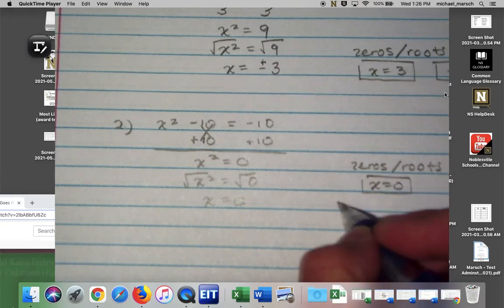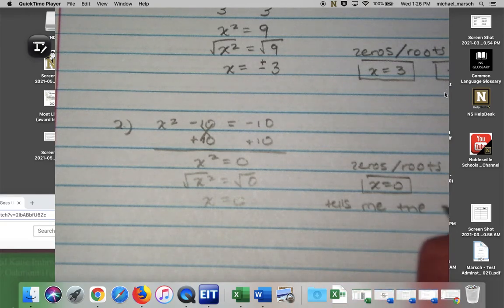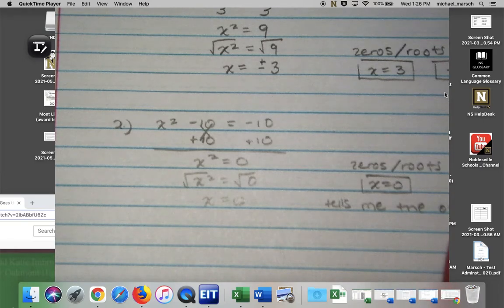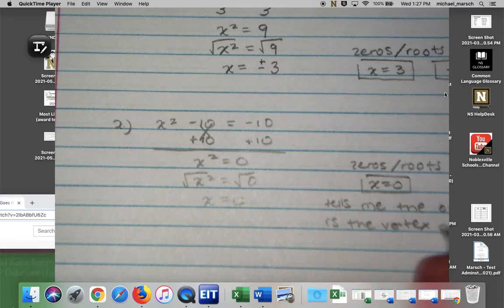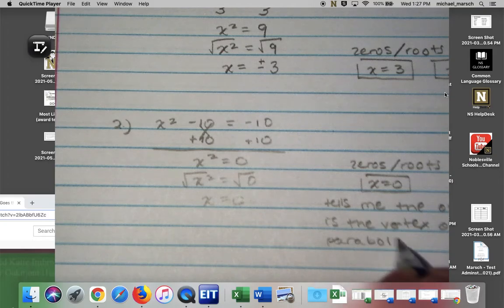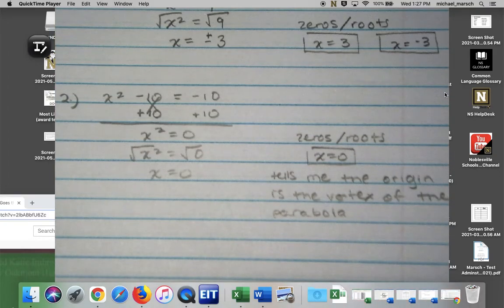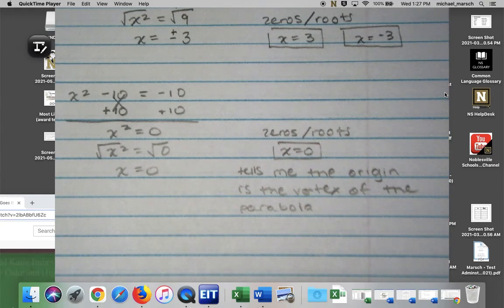And that just tells me the origin is the vertex of the parabola. So there's only one x-intercept because that's where the vertex would be, sitting right on the x-axis, and it happens to be the origin. Because if x is 0, I already know that means my y is 0, so that's where it's crossing.